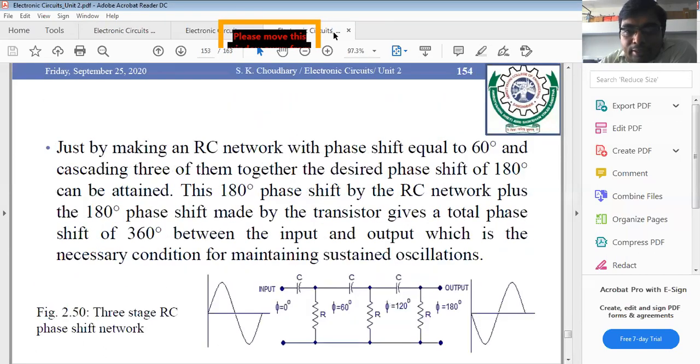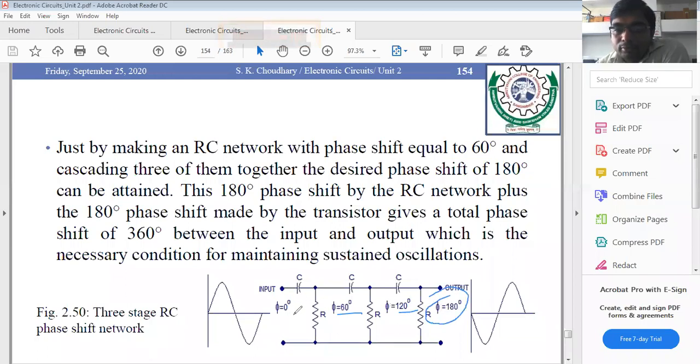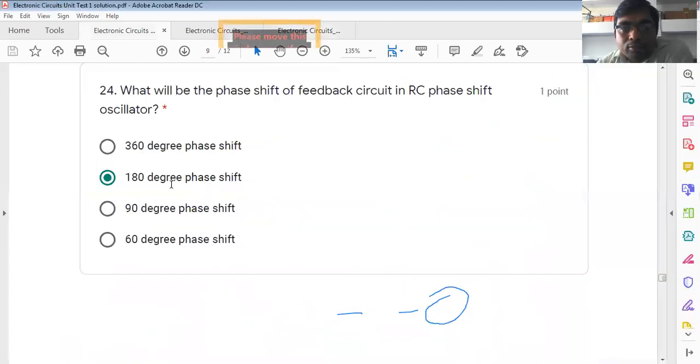This is the RC network, and this is the question that has been asked. What amount of phase shift? We know that we have to connect three RC networks, and each RC network offers a 60-degree phase shift. When each offers a 60-degree phase shift, the total phase shift offered by this feedback network would be 180 degrees. So that is asked in your question. The phase shift offered by the RC network in the phase shift oscillator is 180 degrees.